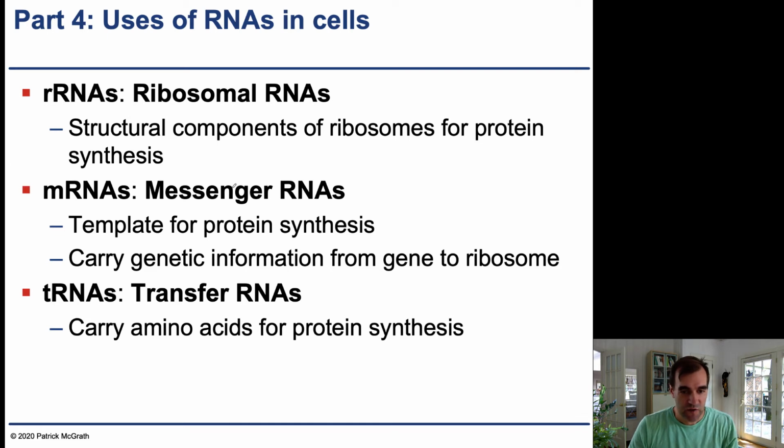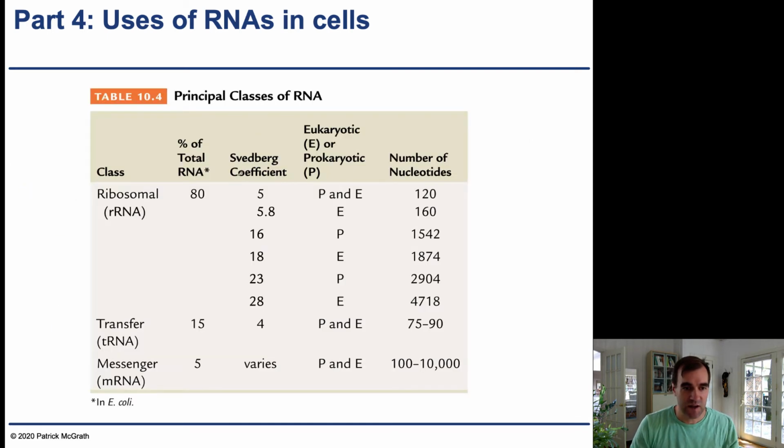So I've already covered what these do, and this gives you a general sense of how common they are. 80% of all the RNAs in the cells are actually part of the ribosomes. So they're the RNA molecules that are part of the ribosomes. tRNAs make up an additional 15%, and then mRNAs make up 5%.